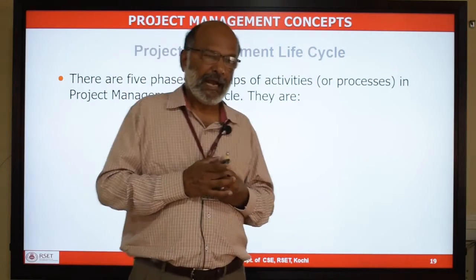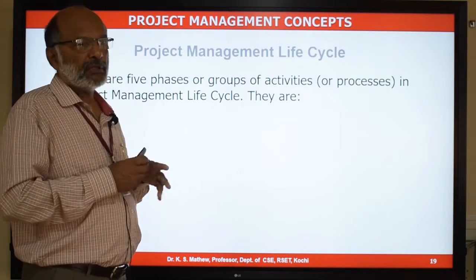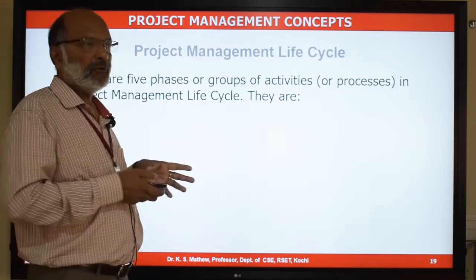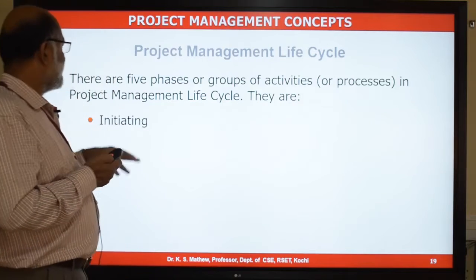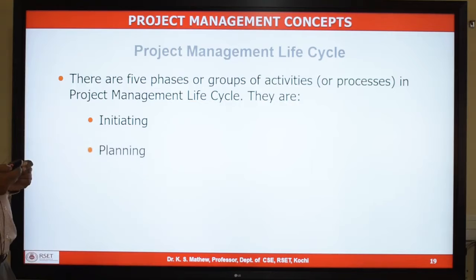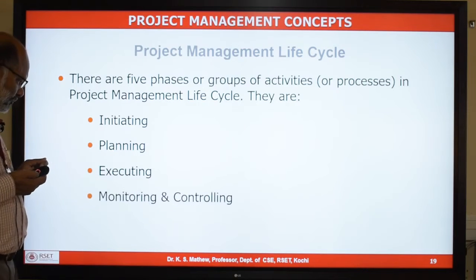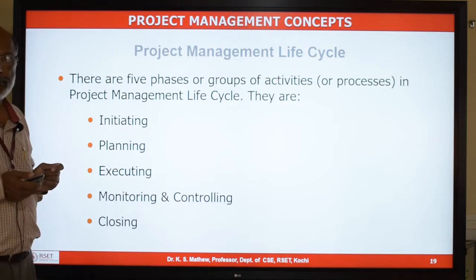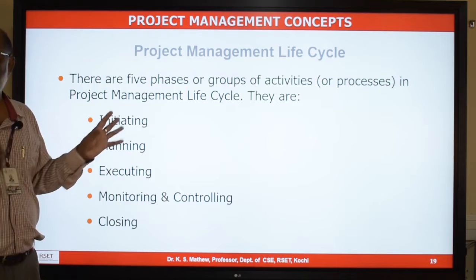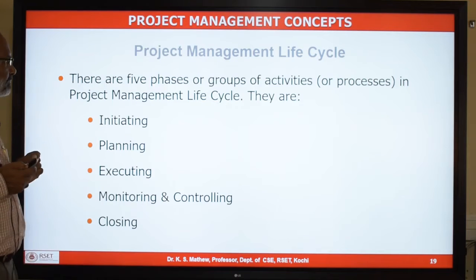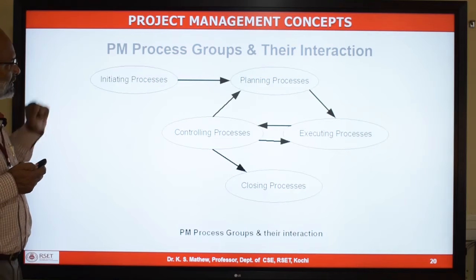PMI's PMBOK. As per PMI's PMBOK, the project management life cycle is divided into 5 different process groups or phases: initiating process group, planning process group, executing process group, monitoring and controlling process group, and closing process group. So these are the 5 process groups or phases in the project management life cycle. If you look at the interrelationship between these phases, it is like this.